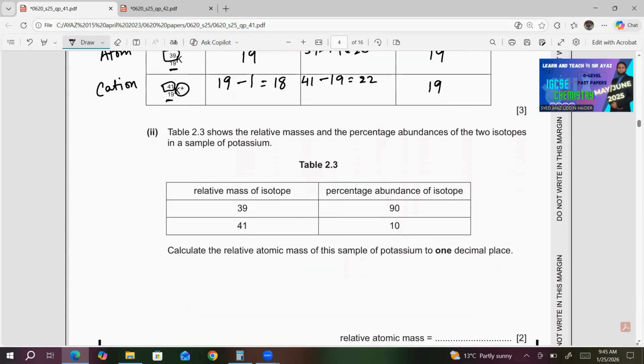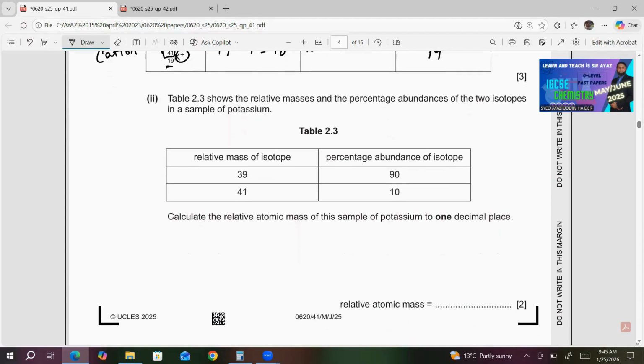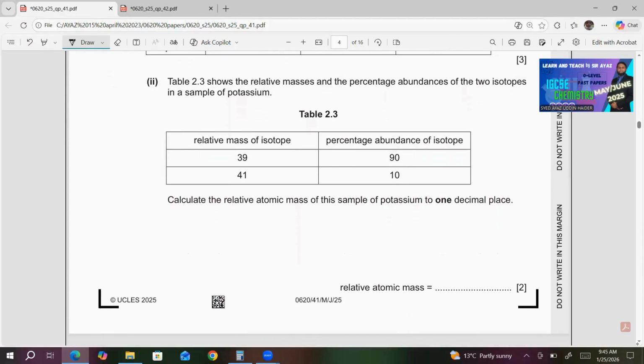Part 2. Table 2.3 shows the relative masses and the percentage abundances of the two isotopes in a sample of potassium. We have 90% of 39 and 10% of 41. Now they are saying calculate the relative atomic mass of this sample of potassium to one decimal place. You simply have to take the 90% of 39. How are you going to get it? 90 multiplied by 39 and divided by 100. What you will get? You will get 35.1.